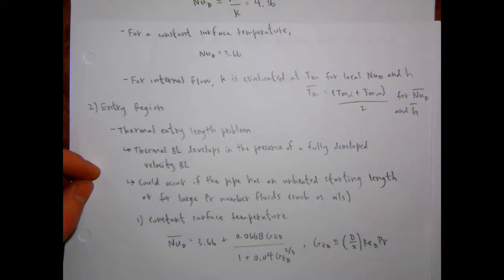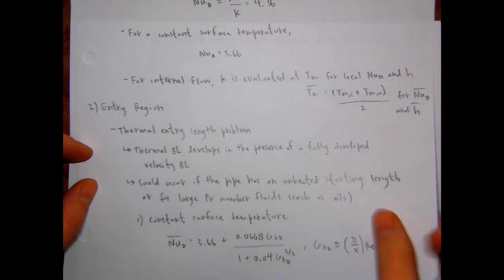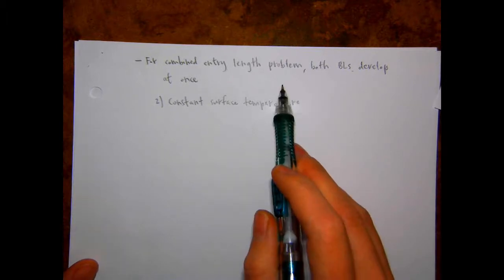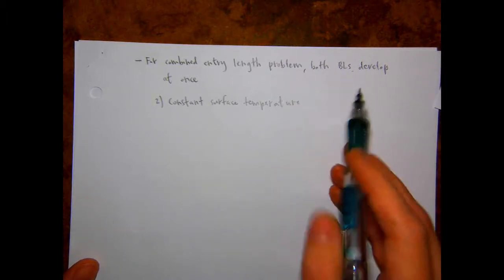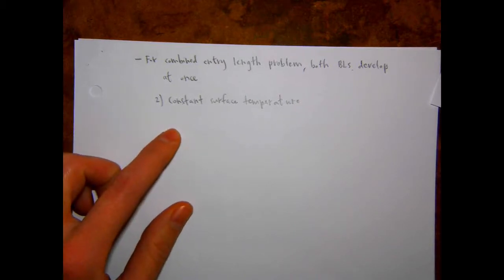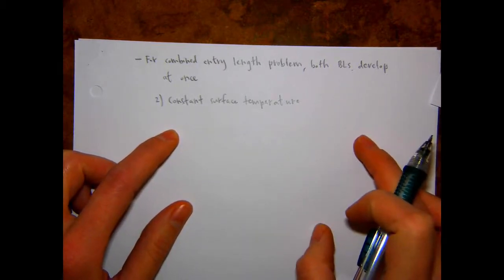So for that problem, for the constant surface temperature boundary condition, we have an expression for the average Nusselt number. So again, entry region, evaluating the average Nusselt number over typically an area that includes the entry region and the fully developed region. And then for the combined entry length problem, so both of the boundary layers are developing at once, we have another expression for the average Nusselt number for a constant surface temperature. I have two more equations to write on this, so I'll just finish it out on these notes and then swap to the next day.